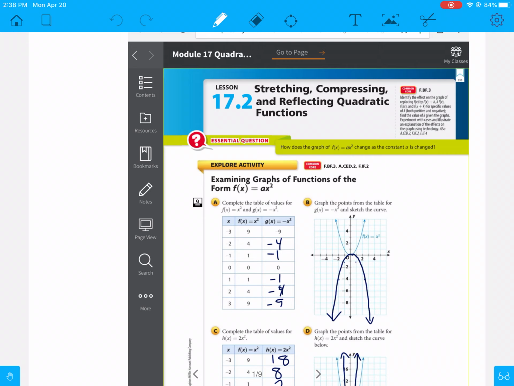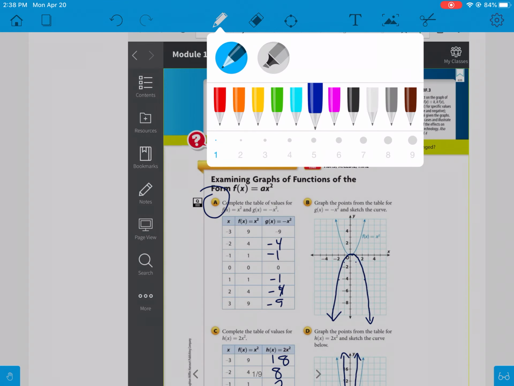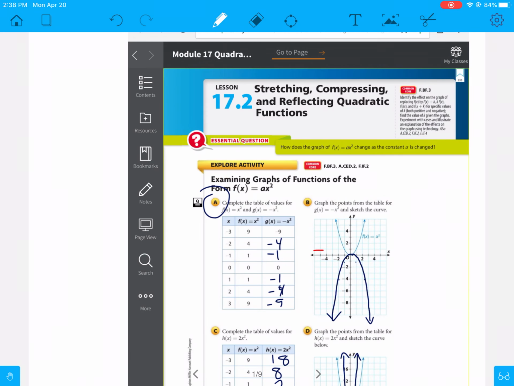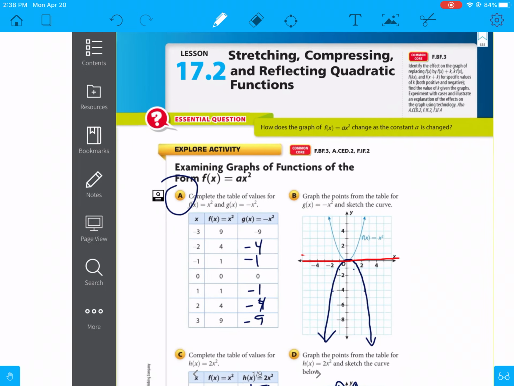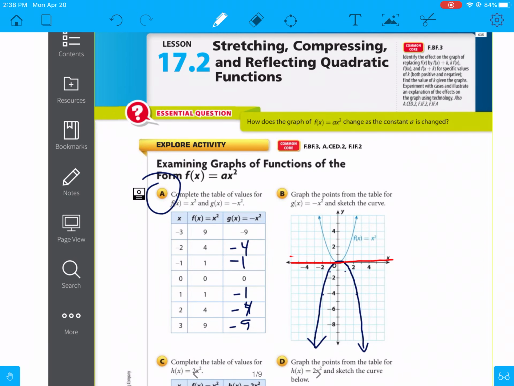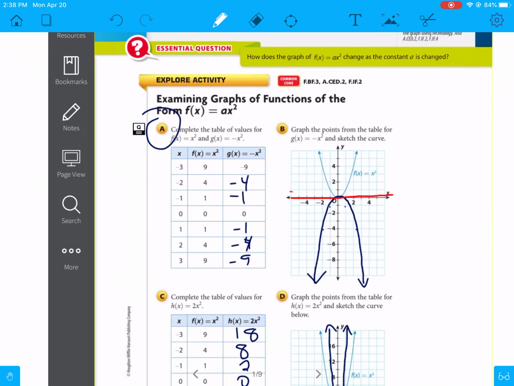So if you take a look at the first one, letter A, I've already completed that graph. And you can notice that this is a reflection right there on the x-axis. So whenever you have your parent function f of x, your g of x is just a negative x squared. Whenever it's a negative x squared, it opens going down. So we'll discuss that a little bit more too.